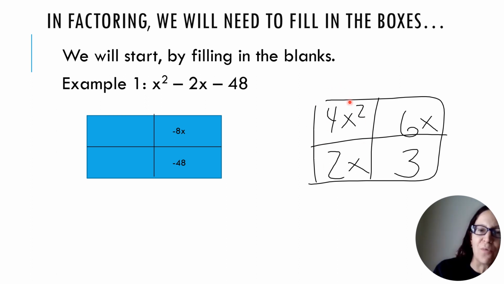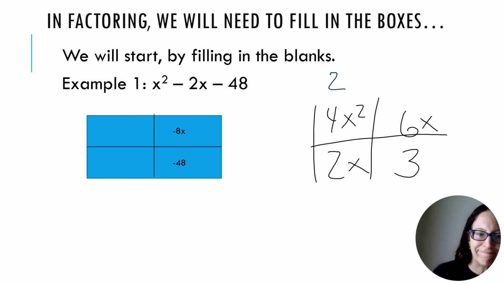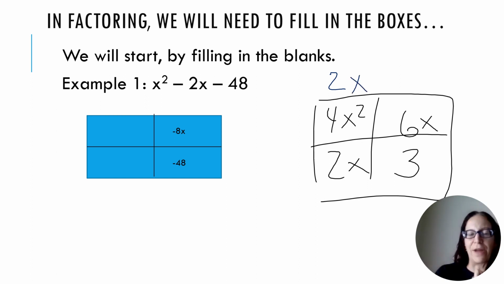So I'm inclined to go with the 4x squared and the 2x. And what I'm going to do is look for the greatest common factor, and I'm going to write the greatest common factor on the outside. So looking at 4 and 2, I know that they have a common factor of 2. And looking at the x squared and the x, I know that they have a common factor of x. And my blues don't match, which is the kind of thing that bothers me. Okay, there we go.